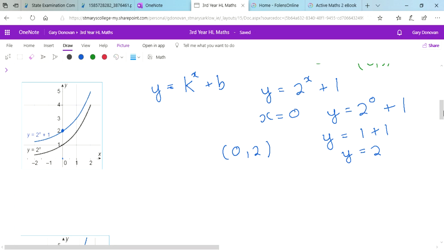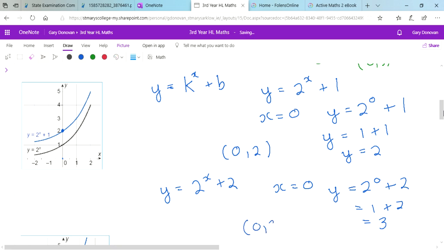Let's look at y equals 2 to the power of x plus 2. When x is 0, y equals 2 to the power of 0 plus 2, which equals 1 plus 2, which equals 3. So that coordinate is 0, 3, this point here. Now what's the pattern here? Because you can always test this in an exam, you can always play around with the numbers and see what happens. But what you notice here is every output value gets increased by 1.